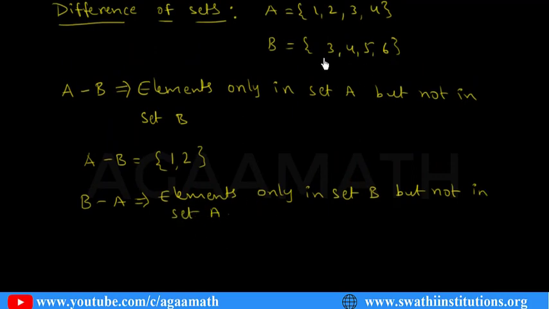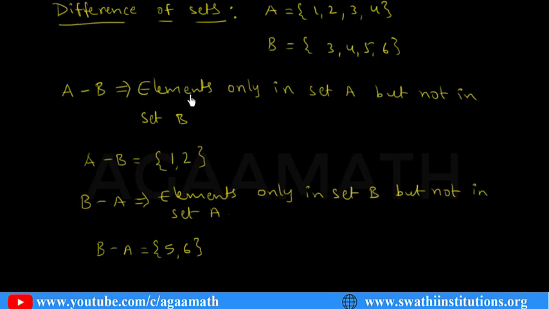Only in B. 3, is it only in B? No, it is also in A. 4, is it only in B? No, it is also in A. 5, is it only in B? Yes, it is not in A. So B minus A means 5. 6, is it only in B? Yes, it is only in B but not in A, so 5, 6. So this is about the difference of sets.